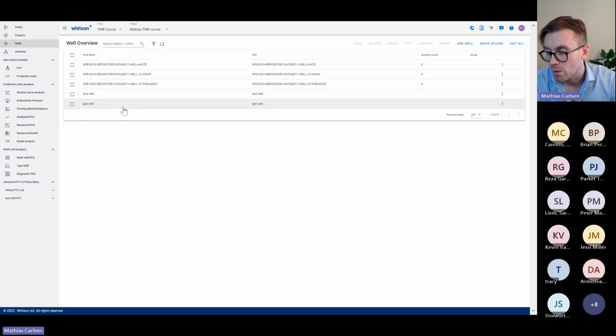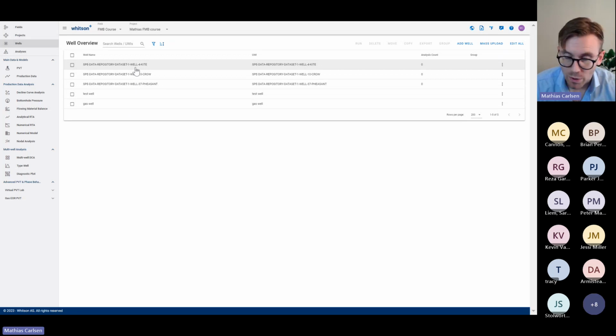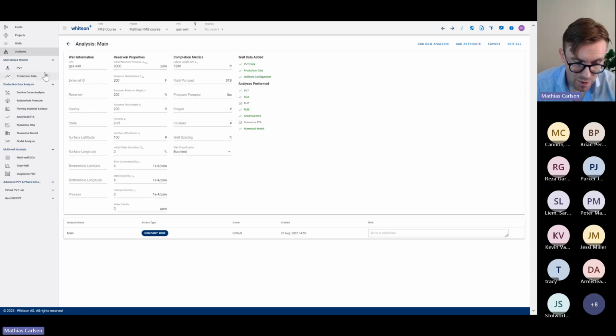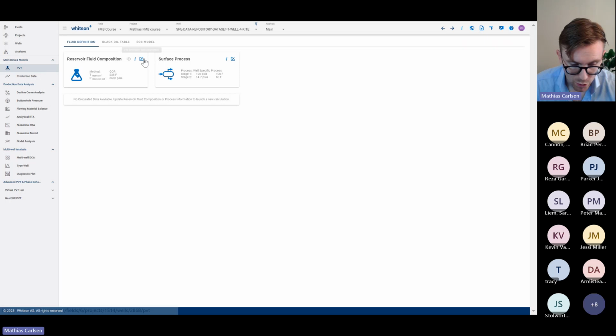The first thing we're going to do is take a well, and we're going to use it not to analyze the well per se. Maybe we'll do that as well. But more importantly, we're going to use it for getting familiar with the FMB interface. So we're going to click this first well in your project. You're going to go into PVT, and you're going to run the PVT.